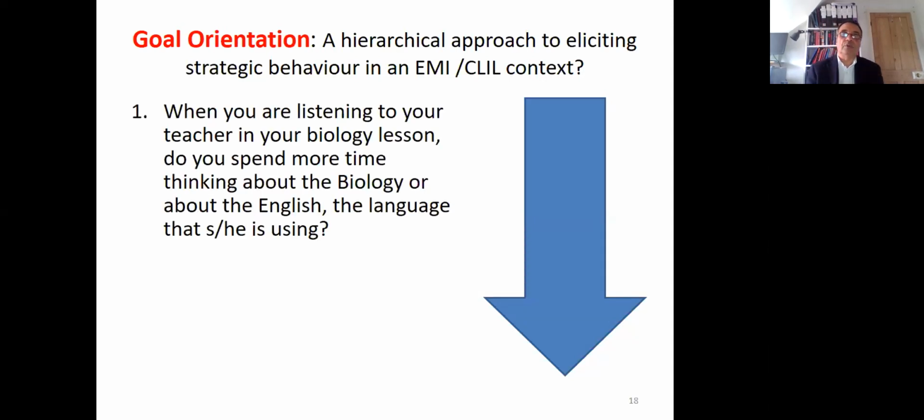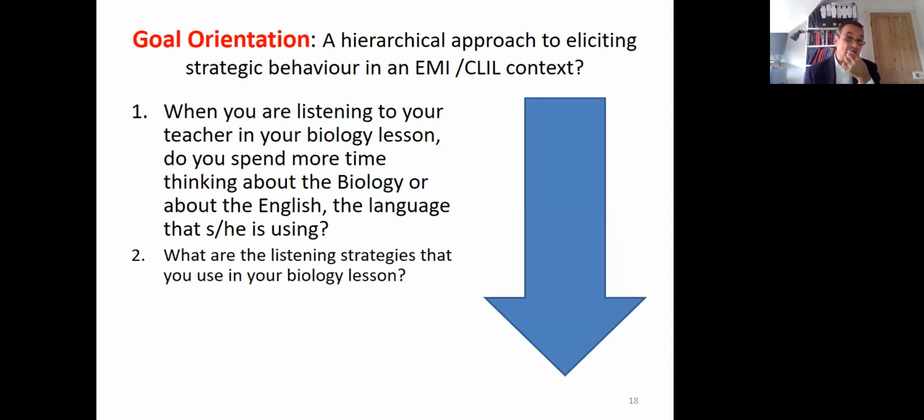So the first question one might be asking is, when you're listening to your teacher in your biology class lesson, are you thinking more about biology, or are you thinking more about the language of the English she's using? And that might be an overarching question we would want to ask, find out where they are first, yeah? Then we might say, well, what are the listening strategies that you use in your biology lesson? Stressing the words biology lesson.